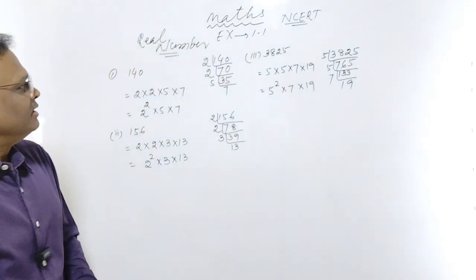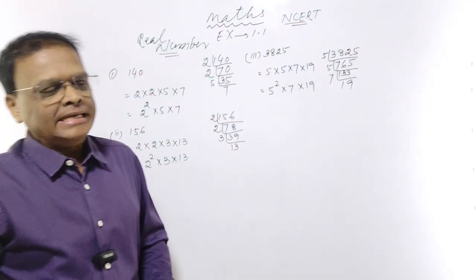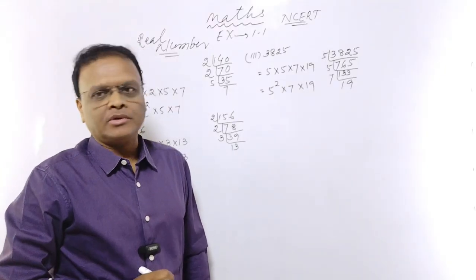Got it? Now, so this is the method of writing each composite number as a product of its prime factors.